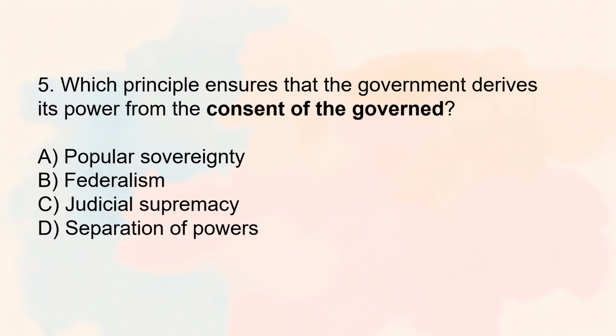Number 5. Which principle ensures that the government derives its power from the consent of the governed? Letter A, popular sovereignty. Letter B, federalism. Letter C, judicial supremacy. Or letter D, separation of powers.